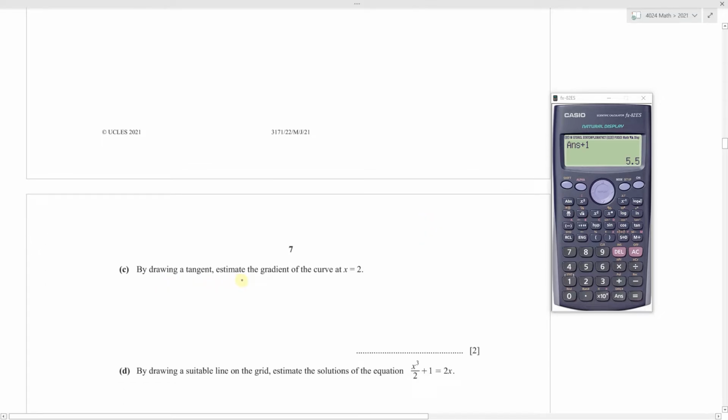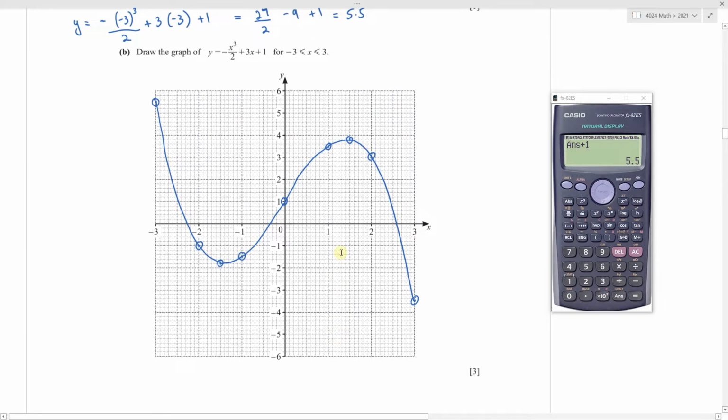Part C is by drawing a tangent, estimate the gradient of the curve at x equals 2. So let's go back to the curve. x equals 2 is over here. So we will draw a straight line that just touches the curve at x equals 2.